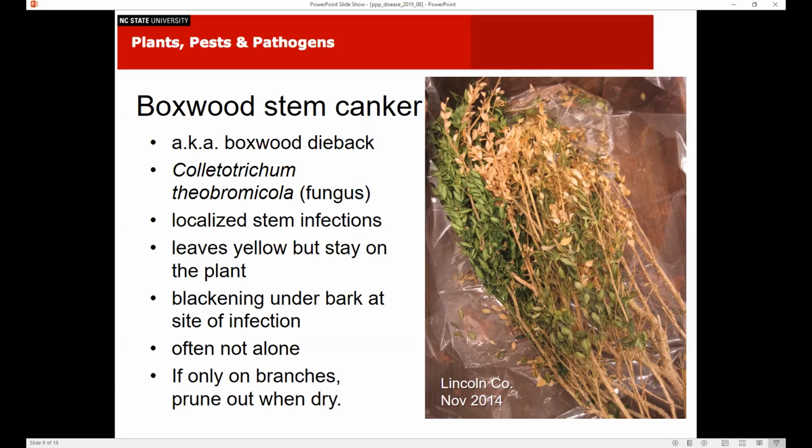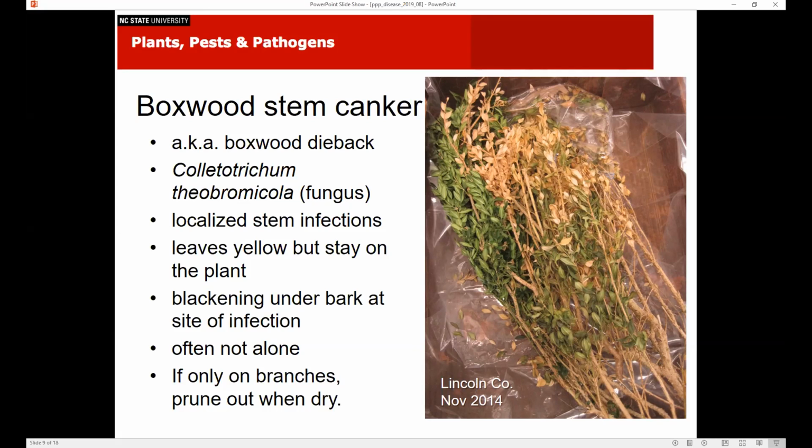And you can distinguish it from boxwood blight again because the leaves, although they turn yellow, they tend to hang on to the plant. Another thing to look for, not 100% of the time, but it's a pretty good clue, is if you're looking under the bark at the base of the affected area, you'll see that the stem has taken on a really dark, shiny black color. Now this can happen with Phytophthora root rot also, but that would only be really at the very base of the plant. If you're seeing it higher up, then you want to suspect this particular disease.